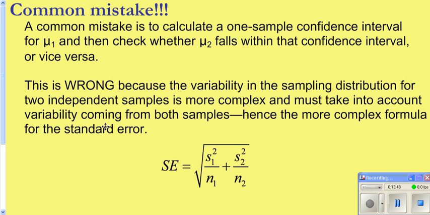Now, a common mistake that people make when they're dealing with a two-sample situation is they'll do a one-sample confidence interval for their first mean and check to see if their second mean falls within this. But that's wrong because your standard error formula is so much more complicated looking. So we don't want to do that.